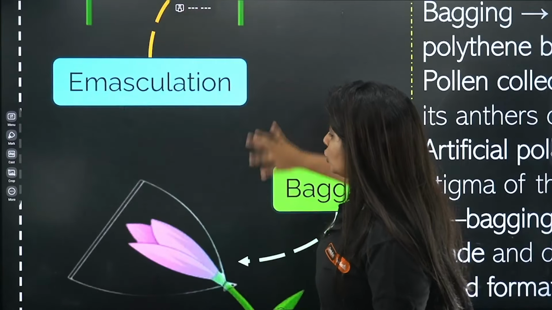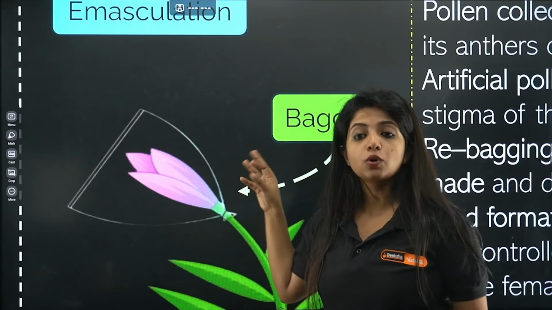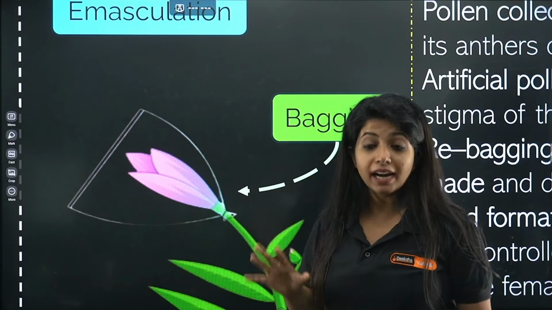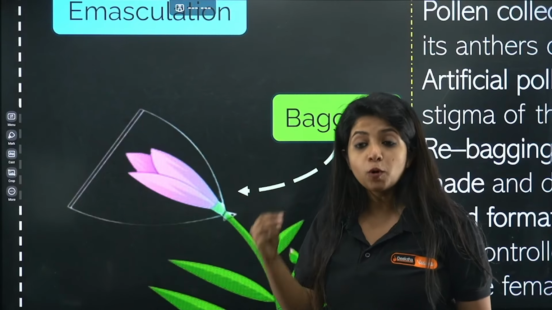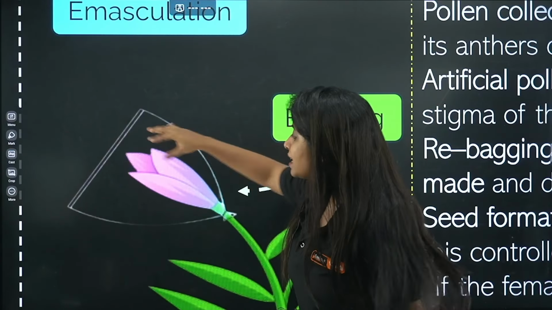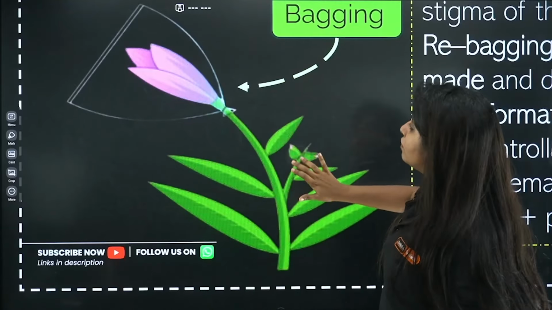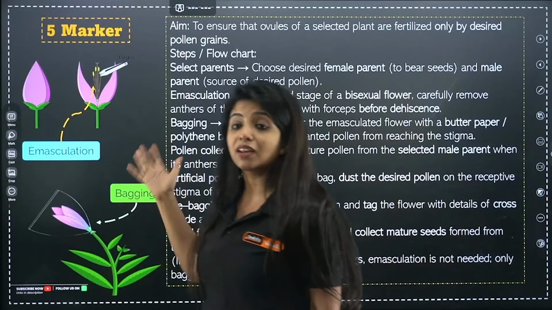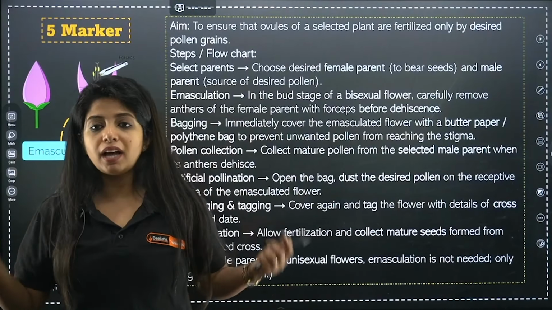Now you cover this particular plant up so that no other pollen grains can land on it until it becomes receptive. The moment it becomes receptive, the pollen grains that we want, we will put over this and we will rebag it. Okay, there is bagging and rebagging also, and then we will wait for the entire process to happen.